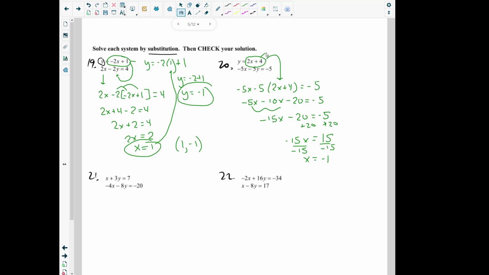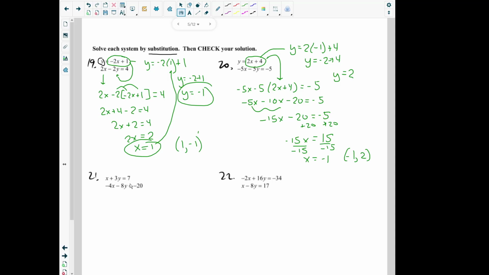Again, I'm going to take the original equation here, plug negative 1 in for x, because that's what I solved for, and then I'll be able to solve for y. So y equals negative 2 plus 4. So y equals, careful, that's a plus, 2. Okay, so the final answer is the point negative 1, 2. That's the final answer.